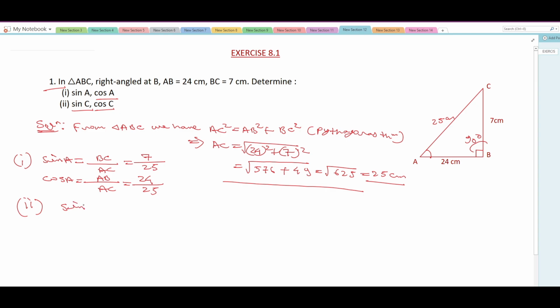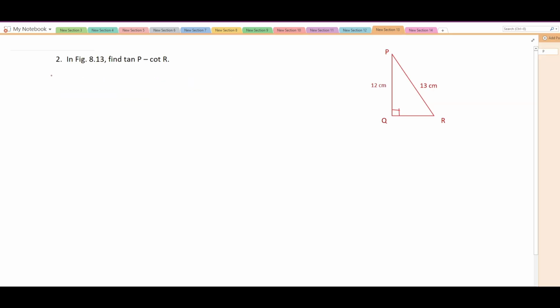Again, with respect to C, sin C equal to AB by AC, and cos C equal to BC by AC, where AB equal to 24, AC equal to 25, and BC equal to 7. This is the required answer. Now we solve question 2.